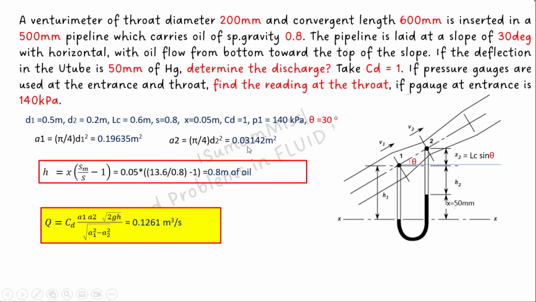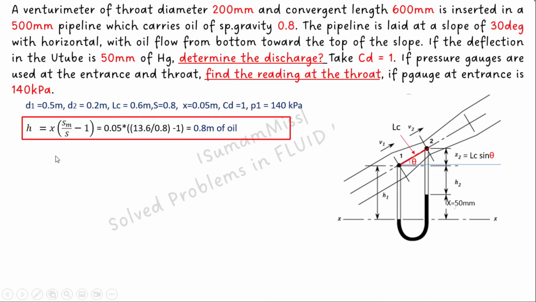In the next part of the problem, the U-tube manometer is replaced by pressure gauges. One pressure gauge is kept at the entrance, and the other pressure gauge is kept at the throat. The pressure gauge at the entrance shows a reading of 140 kilopascal. We have to determine the reading of the pressure gauge kept at point 2. What is H? H is the differential pressure head between points 1 and 2, or the difference of piezometric head between the two points 1 and 2.